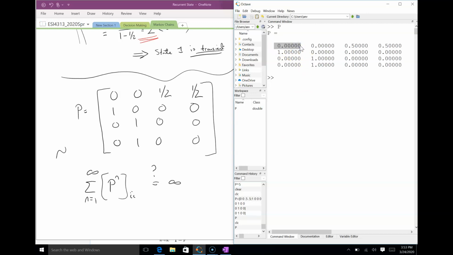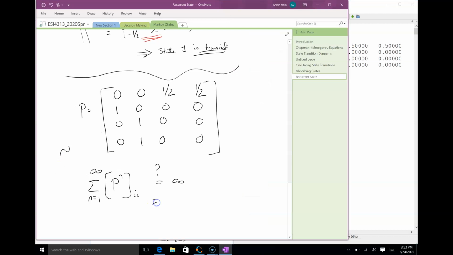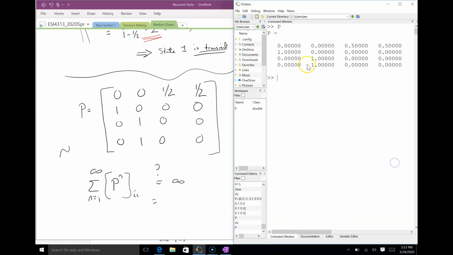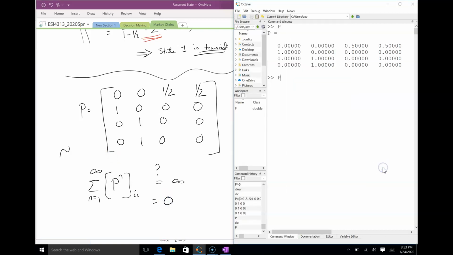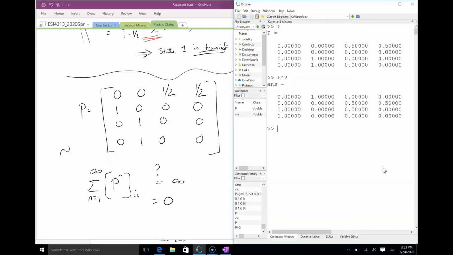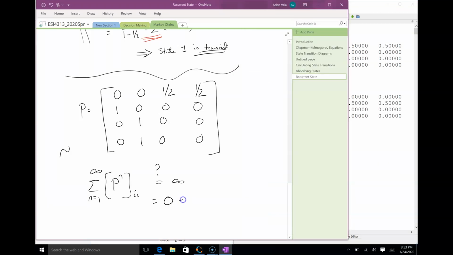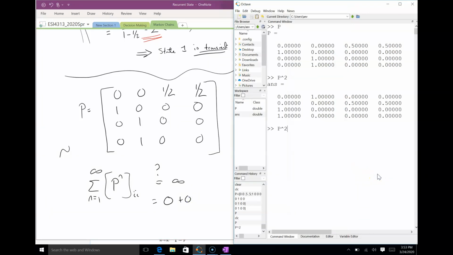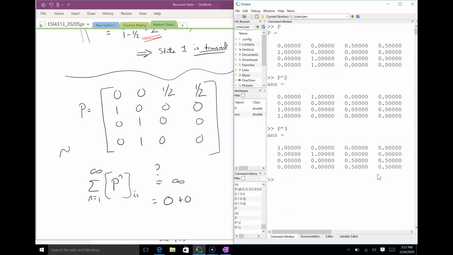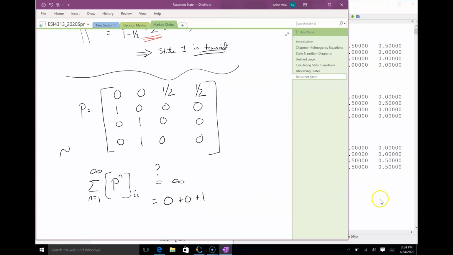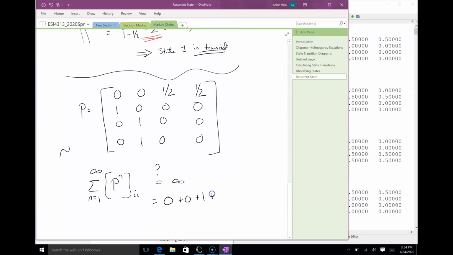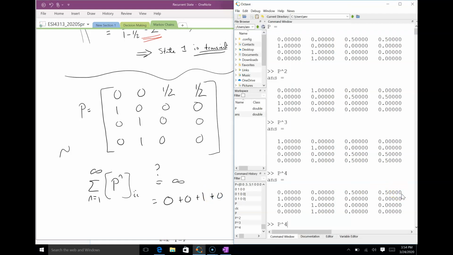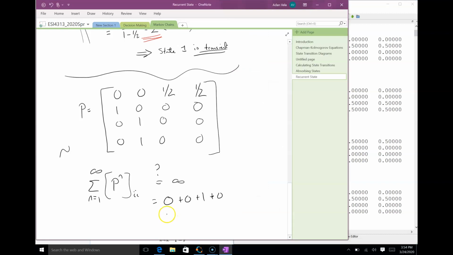Okay, so I'm going to pull out this 1,1 term every time I take P to the n. So first we pull out 0. All right, now let's take P squared. We're still going to pull out 0. P to the 3. Oh, now we got 1. All right, P to the 4. We got 0. Well, this might be a little bit weird, and we'll learn about why this is weird. So then we get 0.